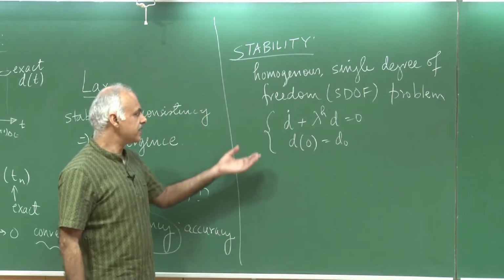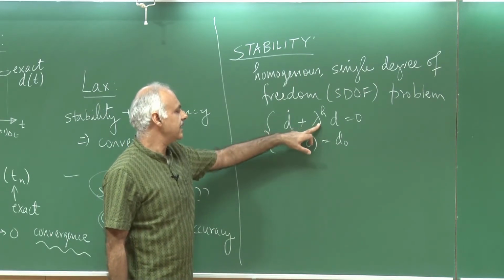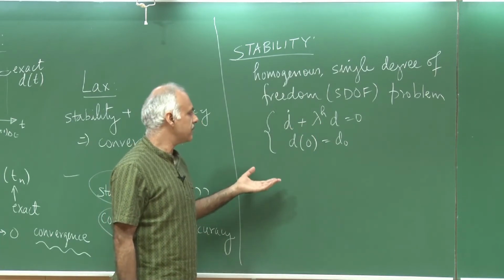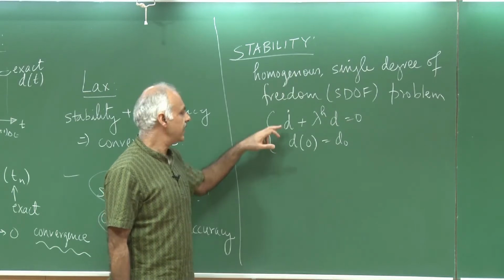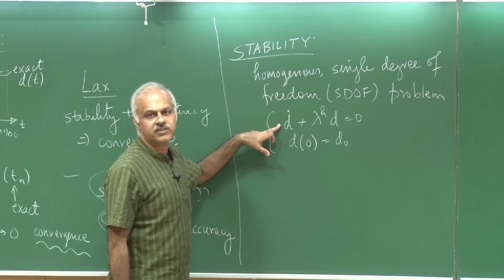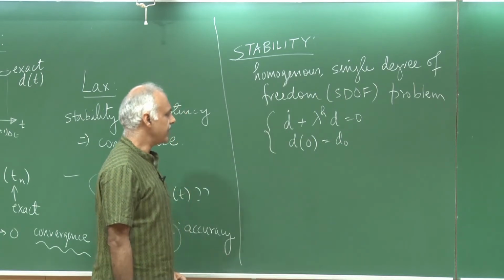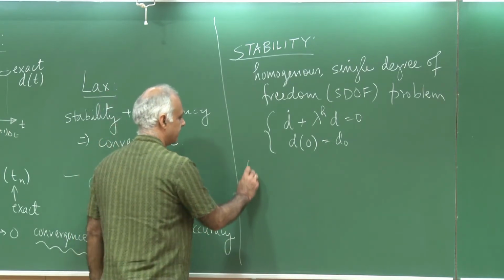You can think of this as some kind of an eigenvalue eigenvector problem where lambda h is an eigenvalue. So, we could have a multi-degree of freedom problem and we have found the eigenvalues and eigenvectors and decoupled it, and this is just one of the degrees of freedom, along with an initial condition. So, what happens to the exact solution?